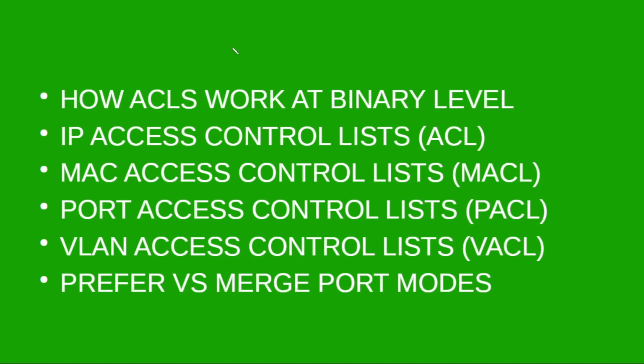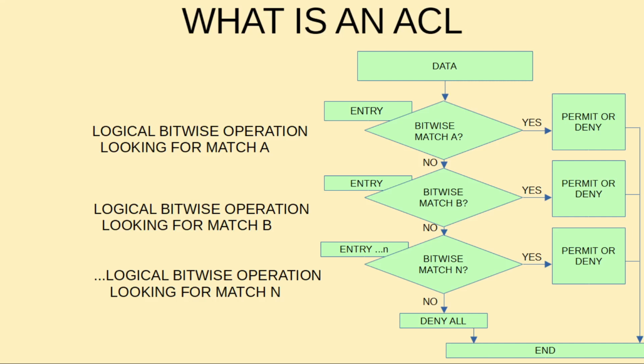In this session, we'll see how ACLs work at the binary level: IP access control list, MAC access control list, port access control list, VLAN access control list, and the difference between the preferred port mode and the merge port mode. First of all, what is an ACL or access control list?